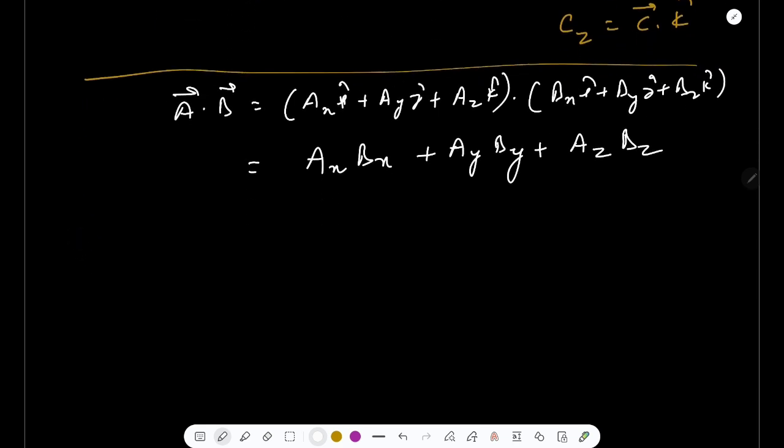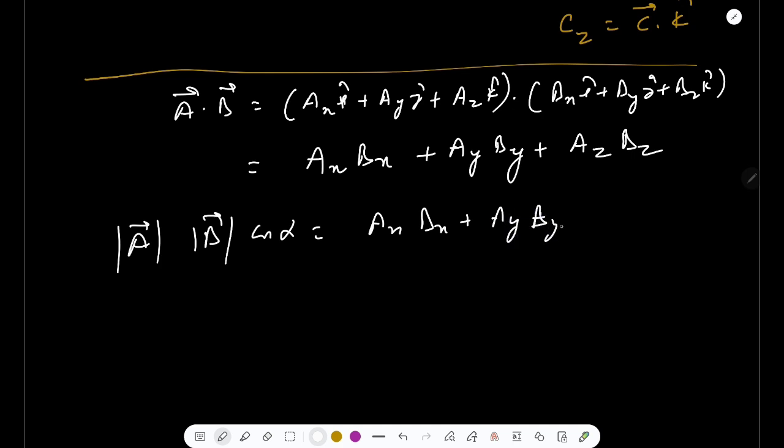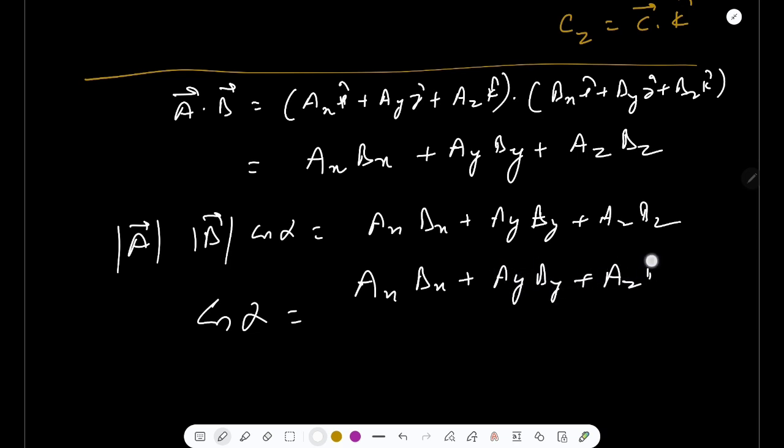And if you try a manipulation, you can write A dot B equals modulus of A modulus of B cos alpha equals AX BX plus AY BY plus AZ BZ. You can also get cos alpha, that is, we can use this to find the angle between two vectors if the vectors are written in components, and after manipulation you can write them as this.